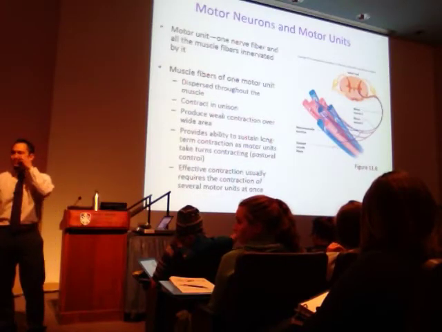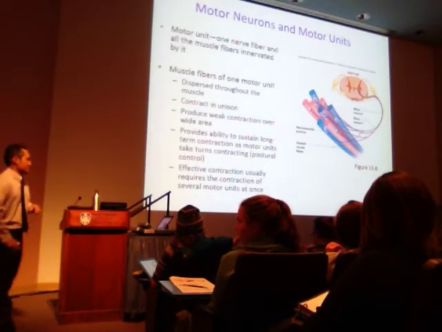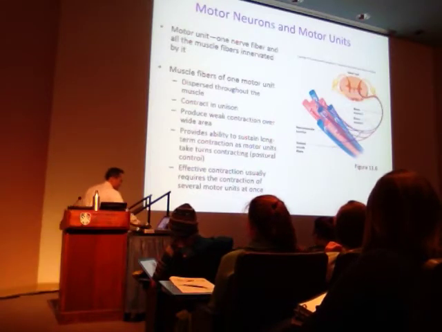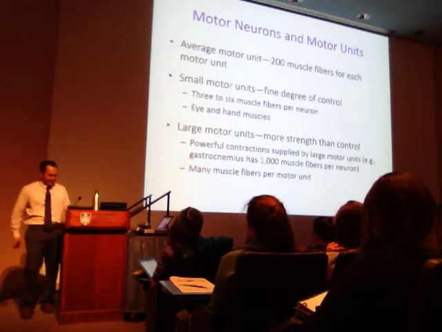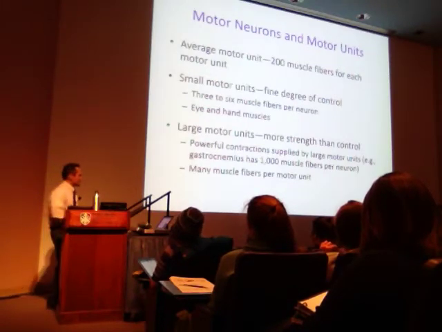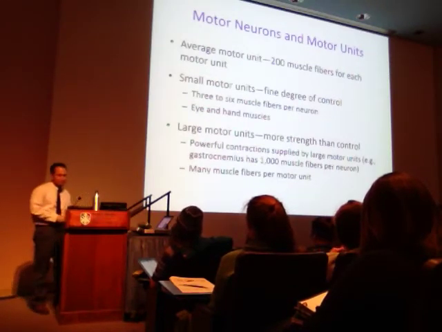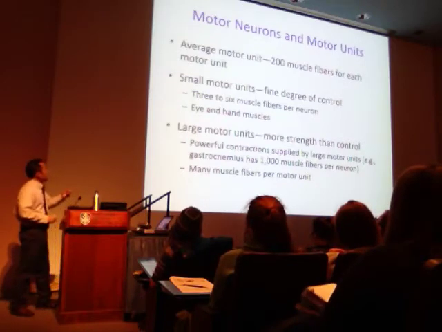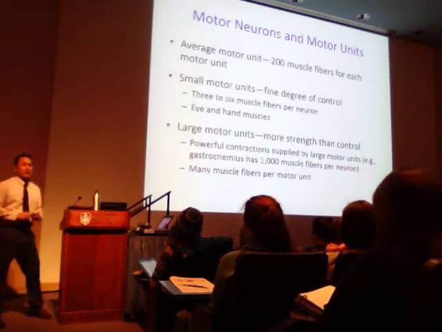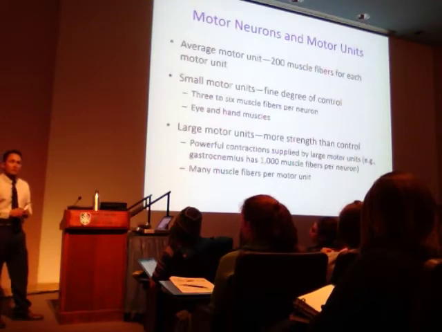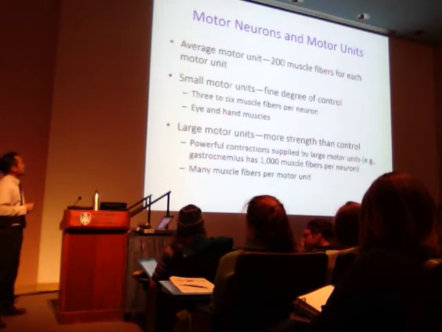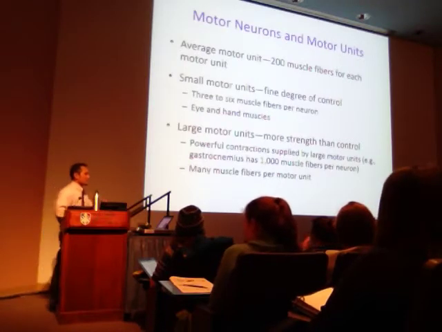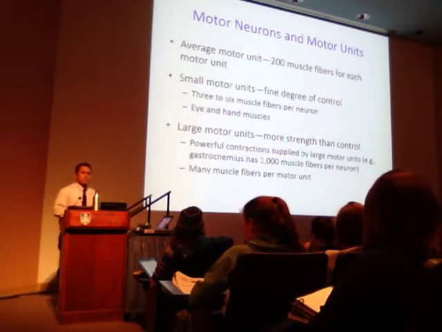Does the body have preferences for motor units? Yes, okay, perfect lead in. If we look at different places in the body, on average, a motor unit, this is an average motor unit, okay? Humdrum, run-of-the-mill, average Joe, 200 muscle fibers for each motor unit. So one neuron goes to 200 muscle fibers. That's pretty standard.